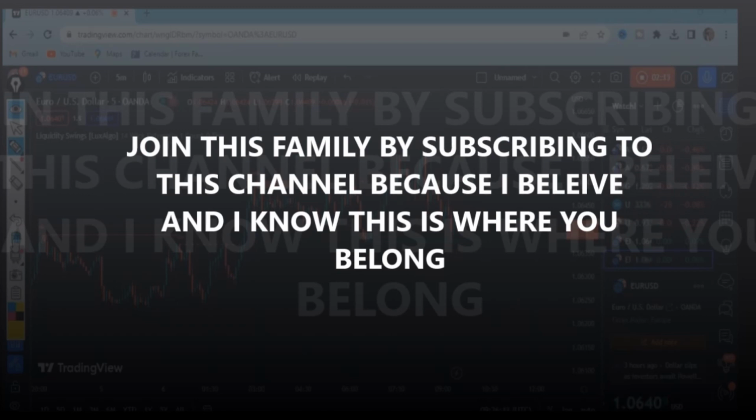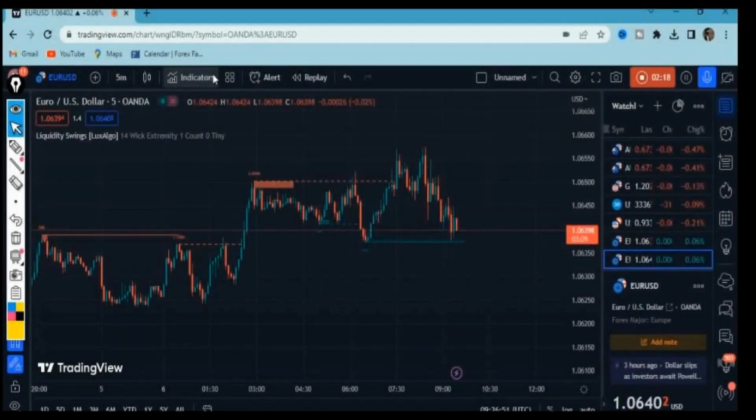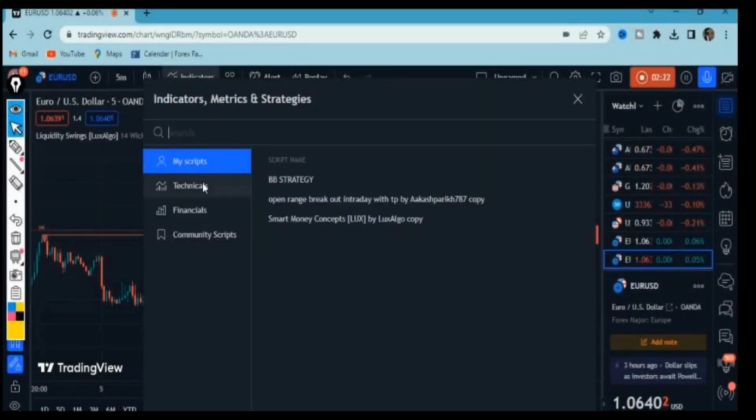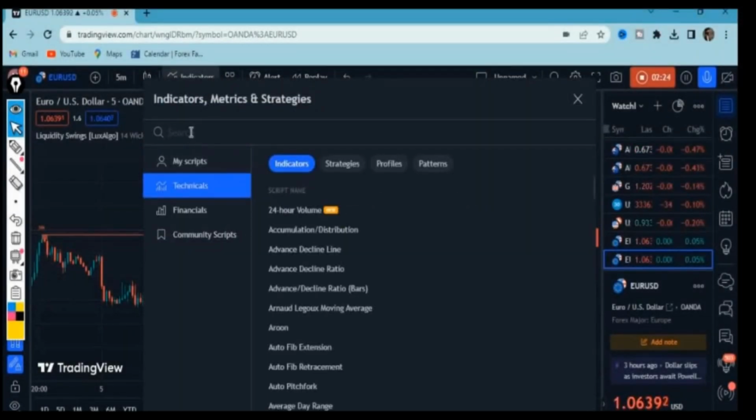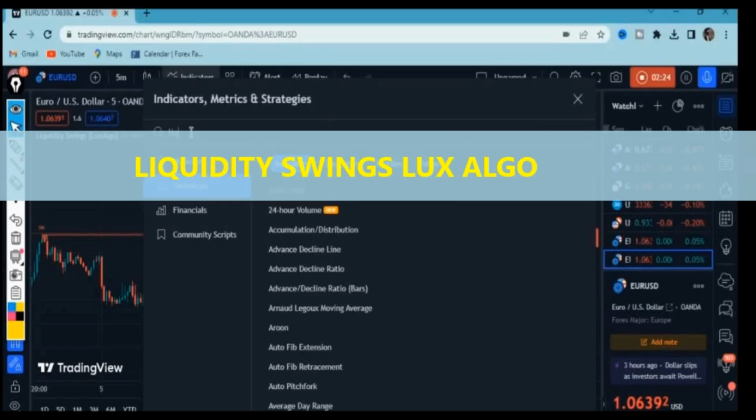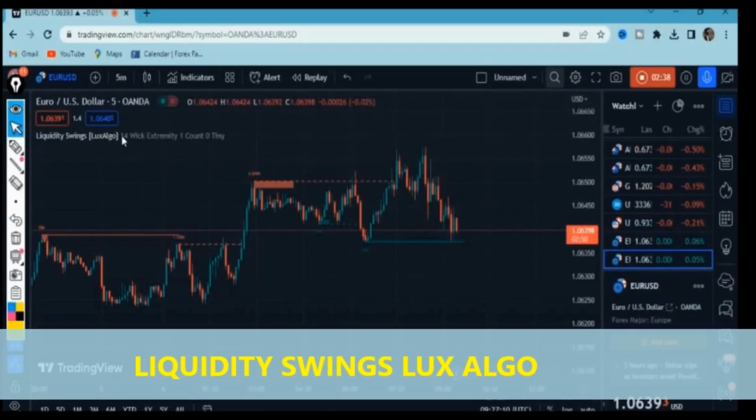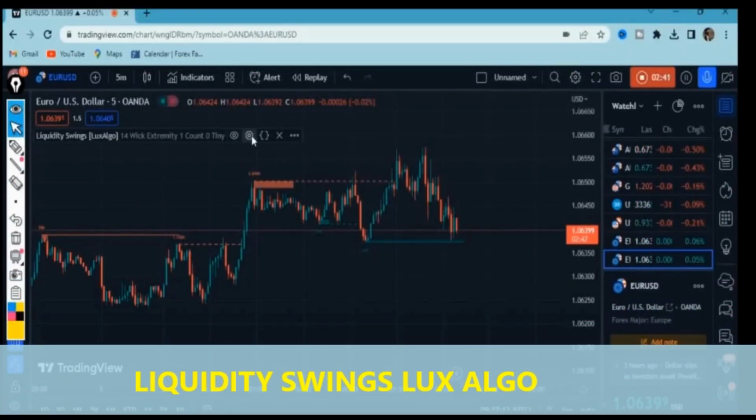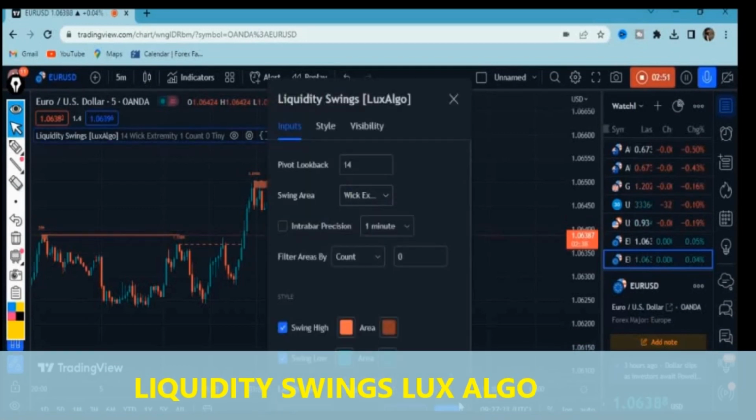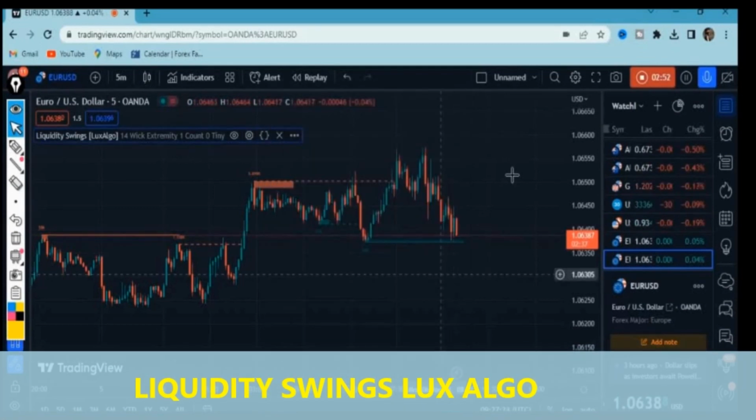So guys, I really want us to insert the indicator right away. Most people don't have the indicator on their chart, so just click on the indicators tab. Once you click on it, type liquidity swings LUX Algo and click on it. Then go directly to settings and ensure that the swing area is under weak extremity, click OK. Once you click OK, this is how it is going to appear on your chart.